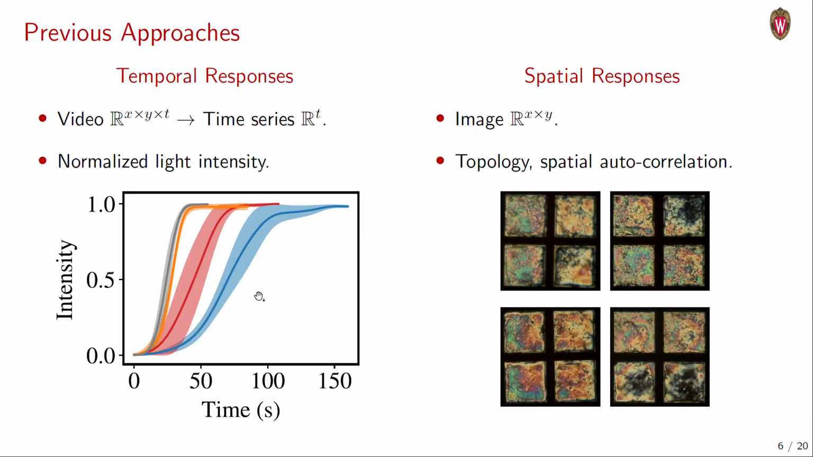Previously, two methods have been used to reduce the complexity of the video. One approach is to average spatial information to obtain a time series vector. For example, people have used normalized light intensity to study the LC response. Another approach is to obtain the spatial response, that is, a screenshot of the video. In this way, we can study the topological information and the spatial autocorrelation.